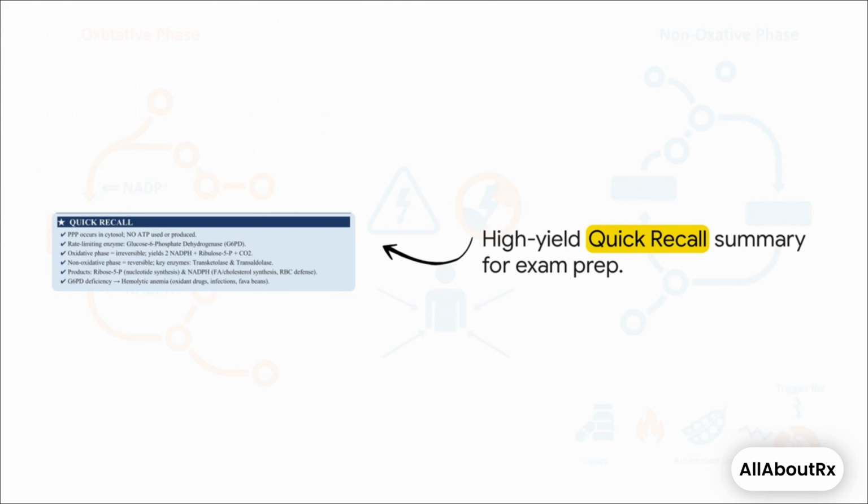The oxidative phase is strictly irreversible and hands us 2 NADPH and the ribulose 5-phosphate. The non-oxidative phase is fully reversible, using transketolase and transaldolase to juggle things around. End of the day, we get ribose 5-phosphate for DNA and NADPH for fat synthesis and cellular defense. And if that G6PD is deficient, watch out for hemolytic anemia triggered by oxidant drugs, infections, or fava beans.